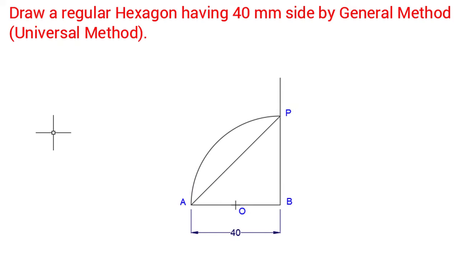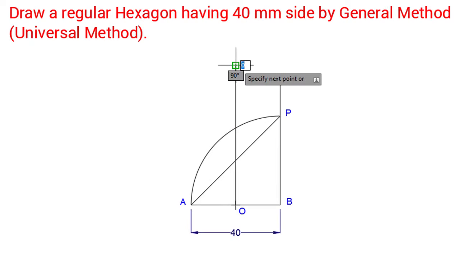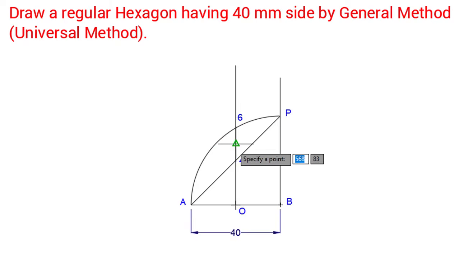Now, from point O, we will draw a perpendicular line of any dimension. Now, mark point 4 where midline intersects with the line AP, and mark point 6 where midline intersects with the arc AP. Mark point 5 at middle of point 4 and point 6, and mark point 7 at the same distance.